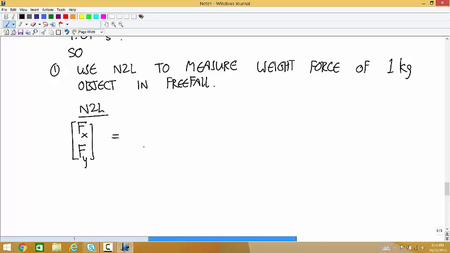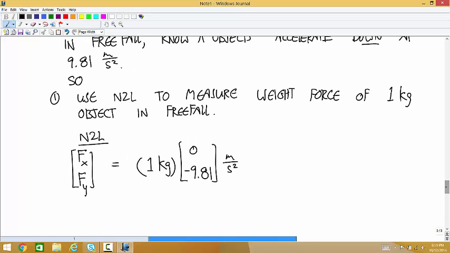And that's equal to the mass, 1 kilogram, times the acceleration vector. That's what Newton's second law says: F equals m times a. And the acceleration vector is 0, negative 9.81 meters per second squared. I did this with the y-axis up, just like we always have done for free fall problems.